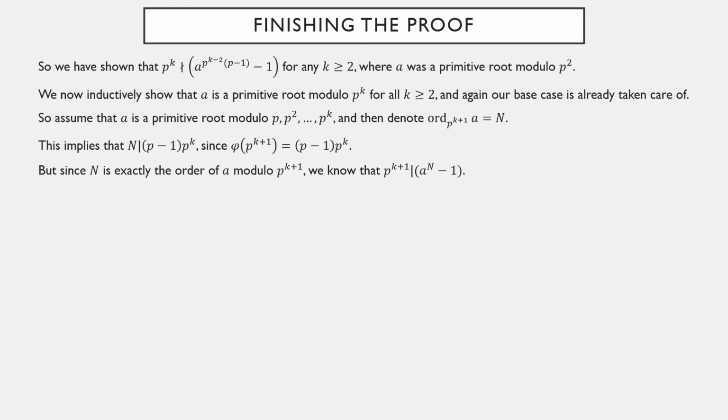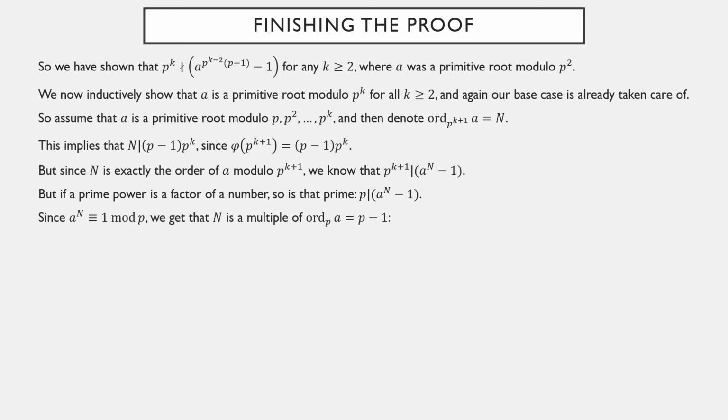So N is exactly the order of a mod p^(k+1). So p^(k+1) is definitely a factor of a^N - 1, because a^N is equivalent to 1 mod p^(k+1). However, if a prime power is a factor of a number, then the prime number itself is a factor of that number. So p must be a factor of a^n - 1. A^n being equivalent to 1 modulo p is exactly what's written right here.